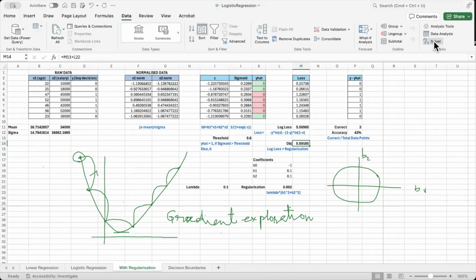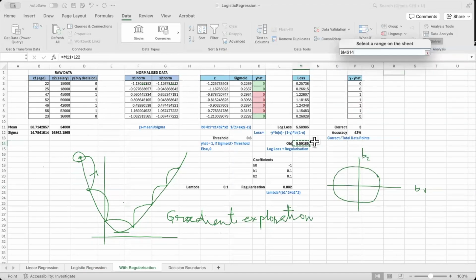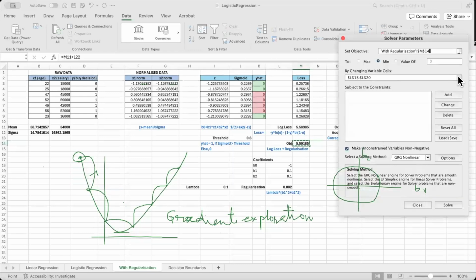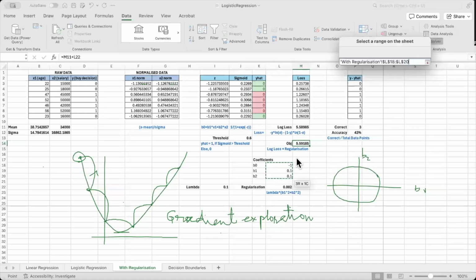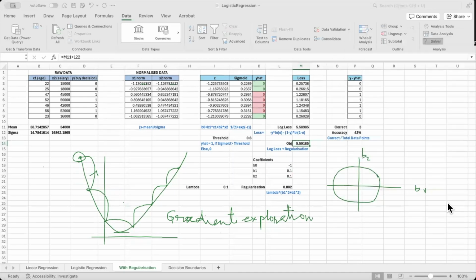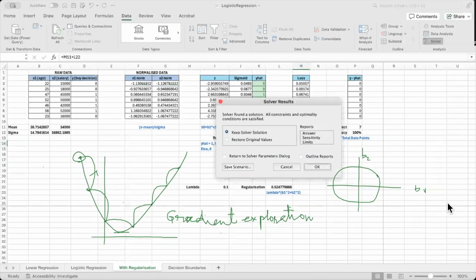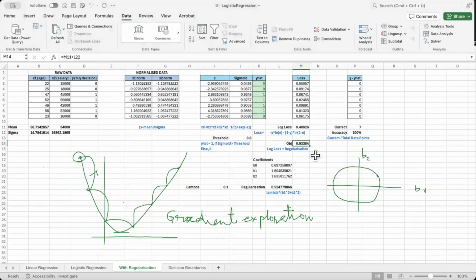So I open the solver once again. Here my objective function is now changed to this, that is log loss plus regularization, and I will change the values again of beta 0, beta 1 and beta 2. And now let me solve the problem. So let us wait for the solver to work. The solver is now calculating. It has found some answer. And now you notice that beta 0, beta 1 and beta 2 are within a very small range.